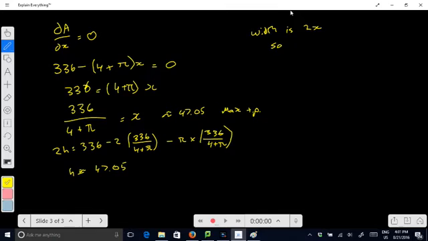So the width of the window is 2x, so we get 2 times 47.05, which is about 94 centimeters. The total height of the window is h plus x, so we get our height, which was 47.05, plus 47.05, which again is roughly 94 centimeters. So therefore the area of the window will be greatest if its width is 94 and the height is 94.